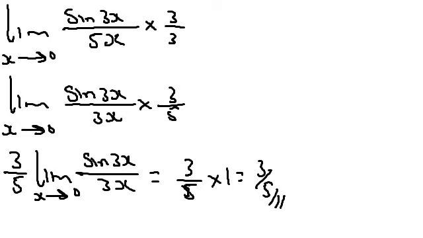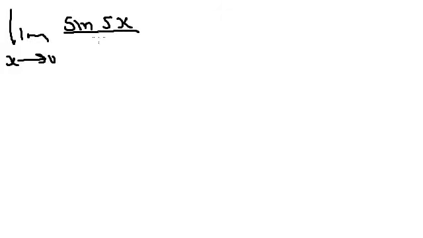Example 2. Consider the limit as x approaches 0 of sine 5x all divided by x. Now, notice that at this point, we really don't have a constant multiplying x, so we can actually introduce it ourselves. The goal is to make the denominator similar to the angle associated with the function, especially the sine function.